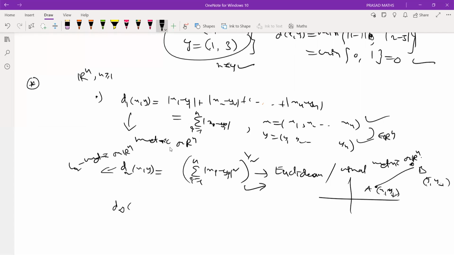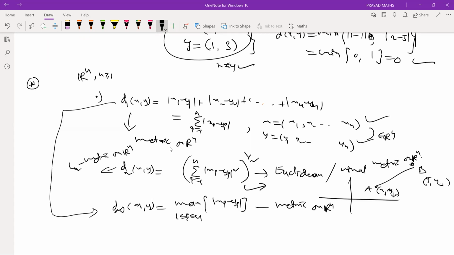What is d infinity of x comma y? This is a notation. This is nothing but the maximum of the modulus of xi minus yi. This is also a standard metric. I already told you, this is a metric on R power n. These three are the very standard metrics. This is the L1 metric, this is the L2 metric, and this is the L infinity metric.